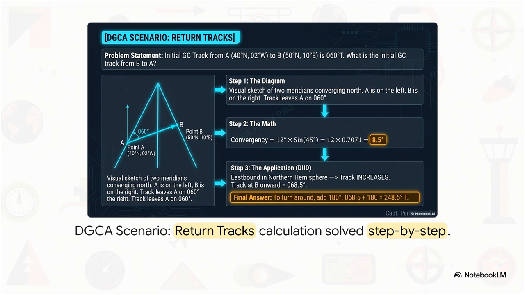Step 3, DIID application. We are flying eastbound in the northern hemisphere, which means the track increases. If we left point A at 060 degrees, our onward track at point B is 068.5. If the question asks for the return track back to A, we just add 180 to find the precise reciprocal. That gives us 248.5 degrees true. Boom. That's exactly how it's done.